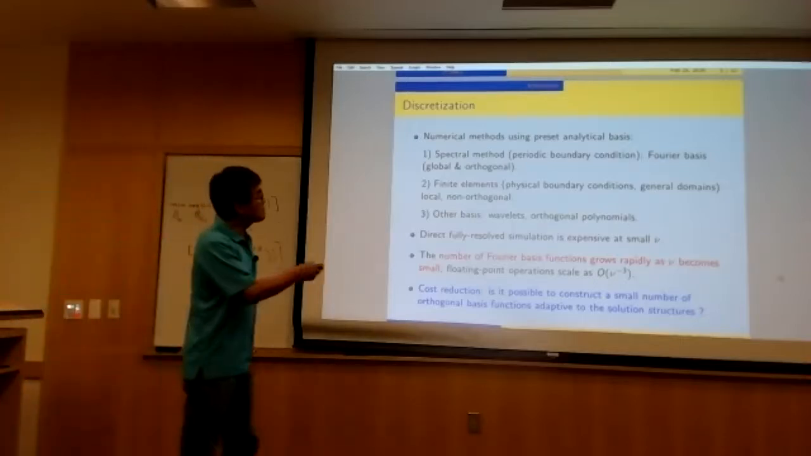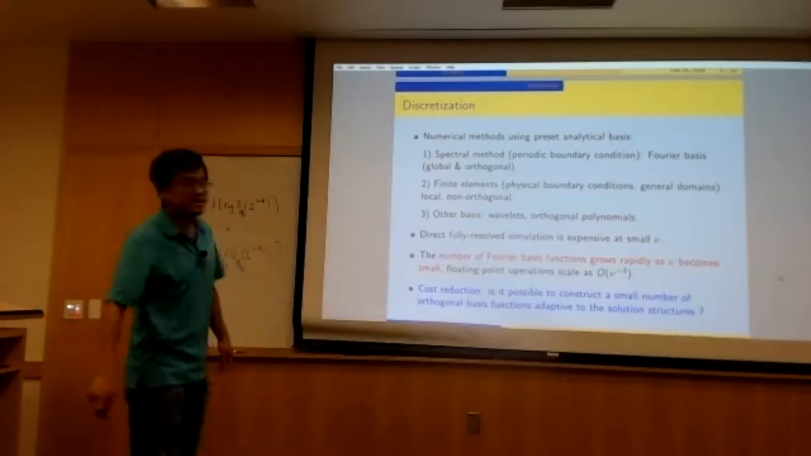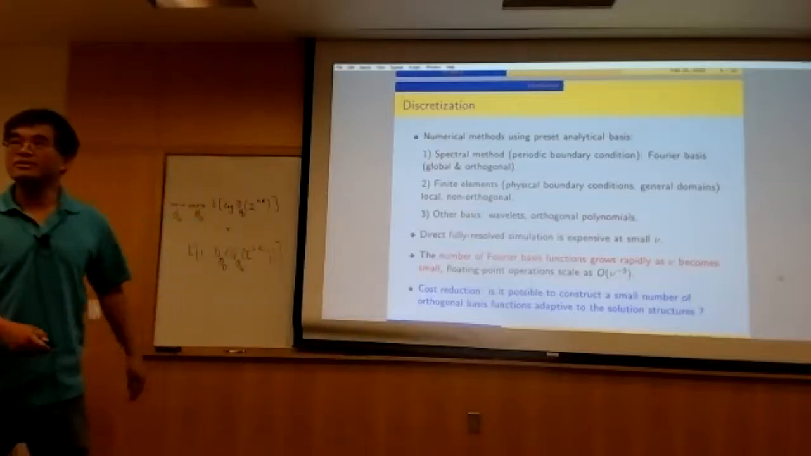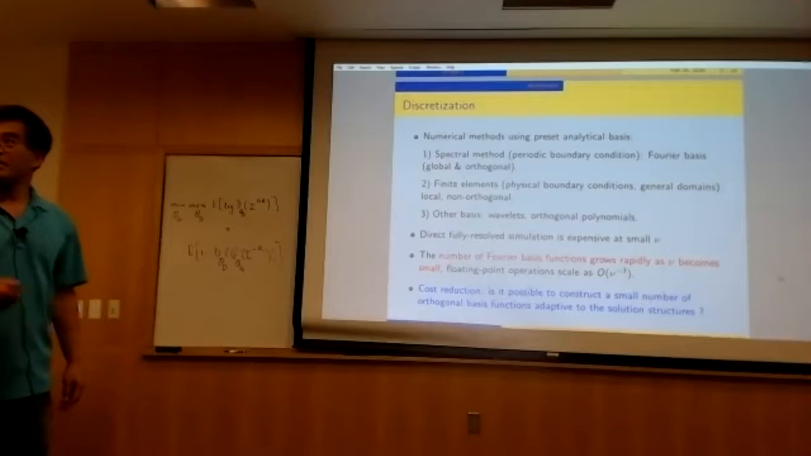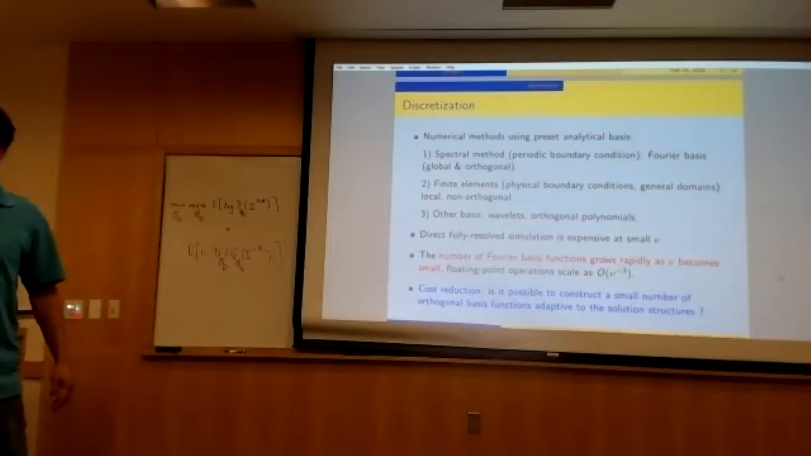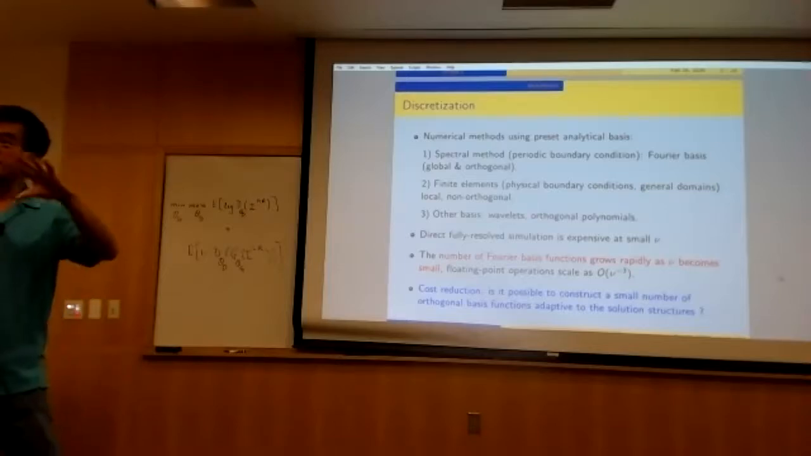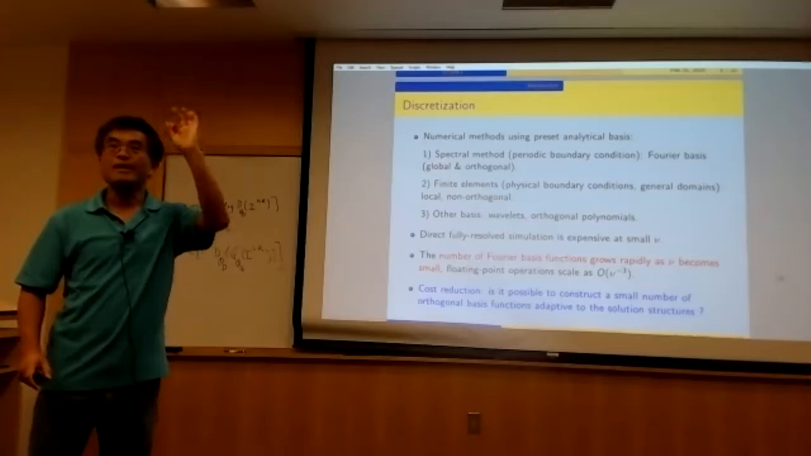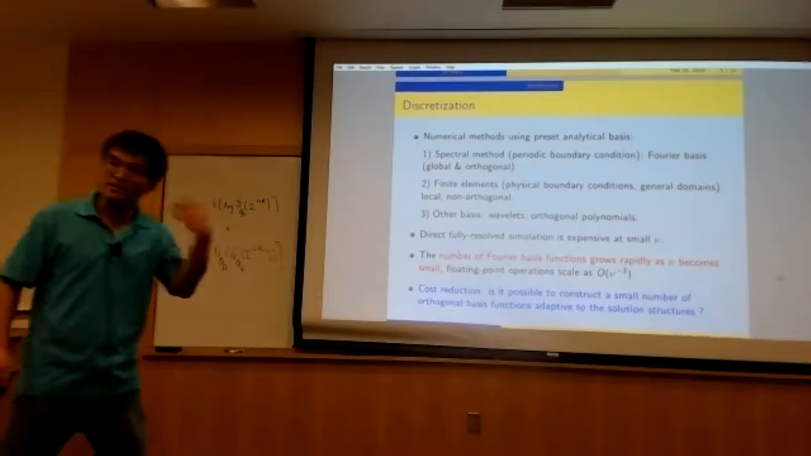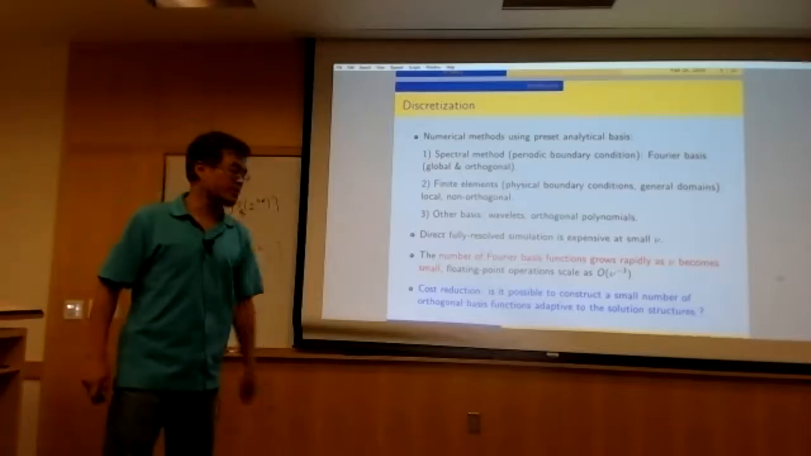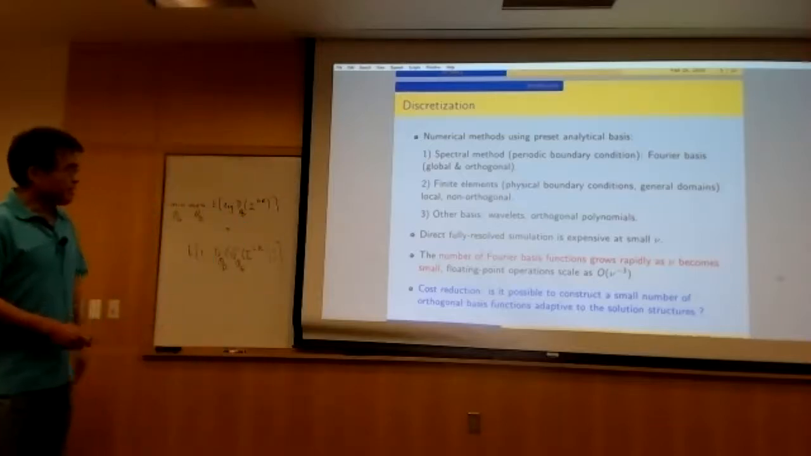Okay, so no matter which one of these you choose, if you apply them to the Navier-Stokes, you encounter the following problem. If nu is very small, typically 10 to the minus 4, 10 to the minus 5 on that order, and you want to resolve the small eddies, the cost is very high. So the fully resolved simulation is very extensive. You have to do it on the supercomputer and so on.